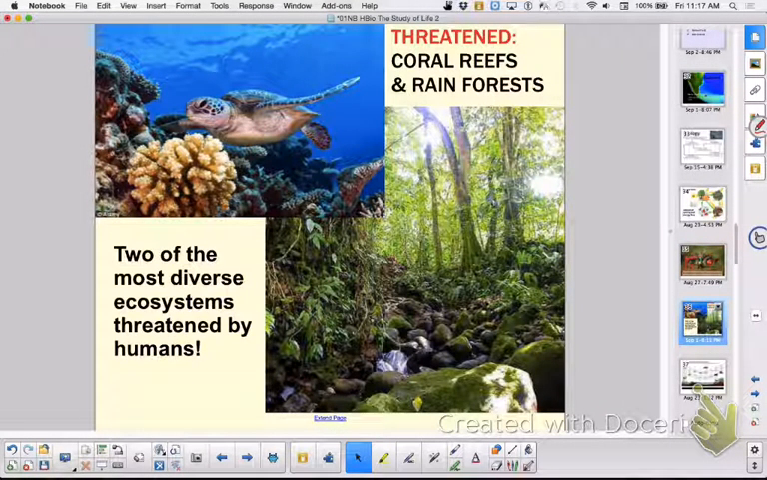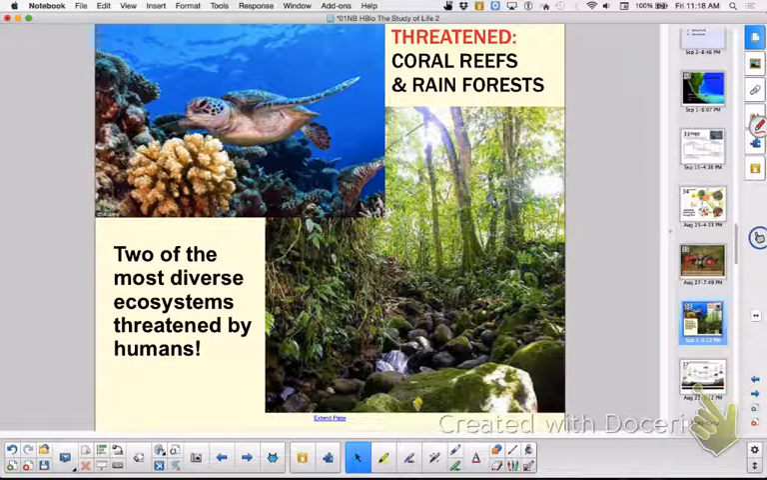On ecosystems that are threatened, coral reefs and rainforests. Coral reefs are like the rainforest of the ocean, okay? And they're two of the most diverse ecosystems, but yet we are doing things to damage them. I think you know and you've heard tons about how we damage rainforests. What kinds of things do we do to damage coral reefs? What are some things? Yes? Like using motors on boats. Motors on boats, good. Oil spills. Oil spills. Global warming, too much sun, and coral reefs die, and stuff like that.